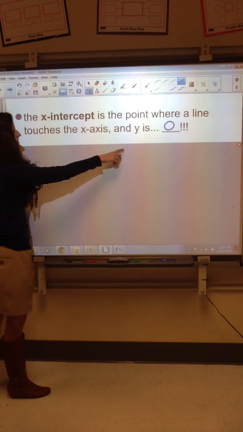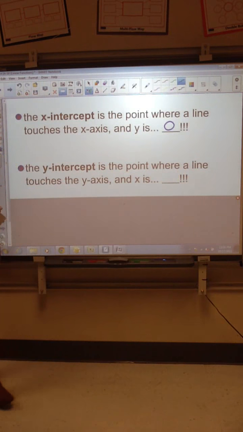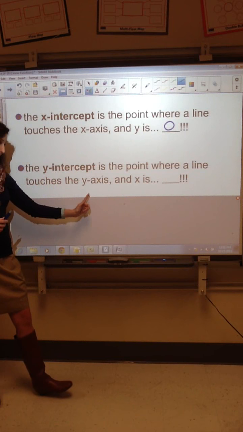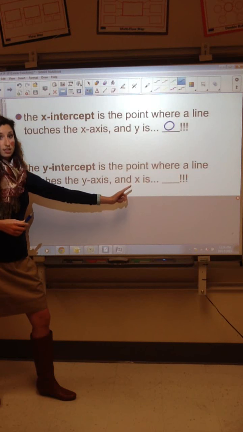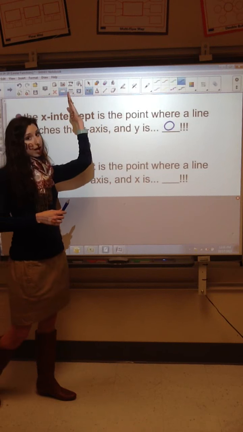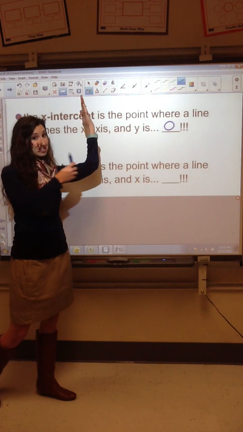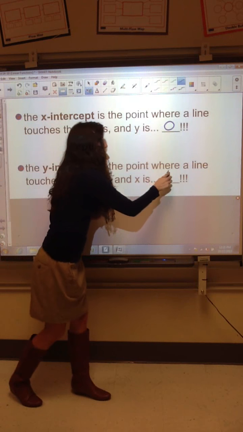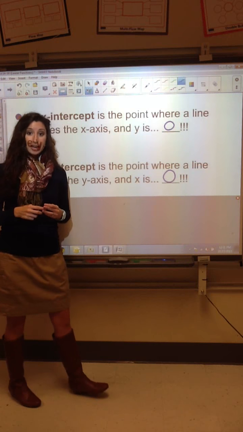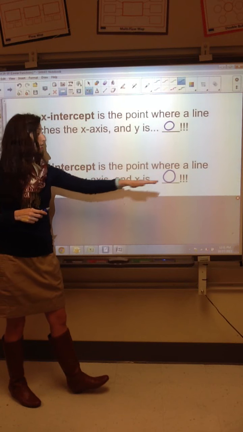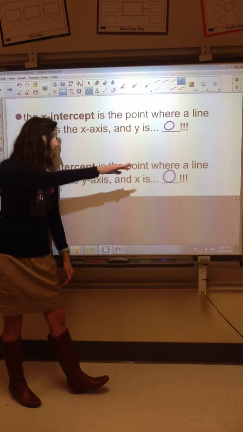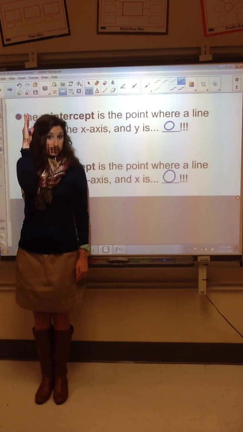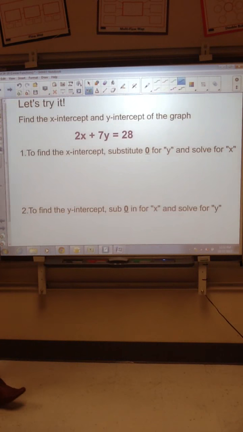Let's go ahead and define our second blank. The y-intercept is the point where a line touches the y-axis. And what do you think x is going to be? Remember, if it is on the y-axis, have we moved any to the left or to the right? So what should x be? 0. Your x and your y-intercept will always be 0. If it's on the x-axis, your y is nothing. And if it's on the y-axis, your x is nothing. All right? So let's do a couple of examples.